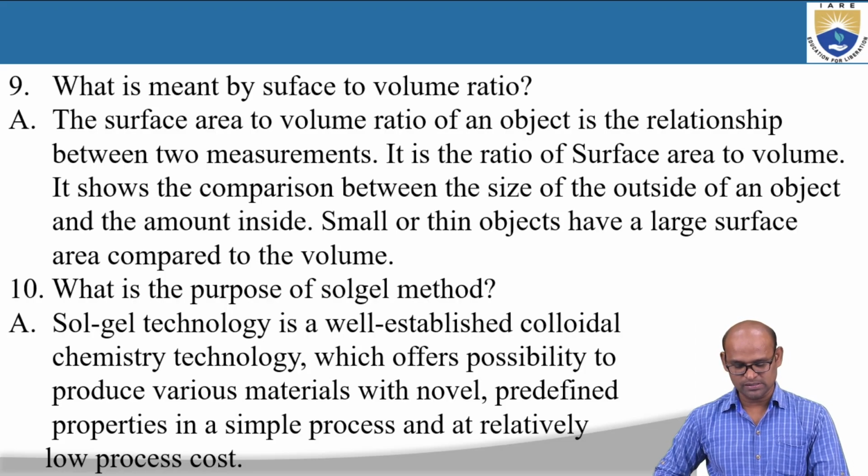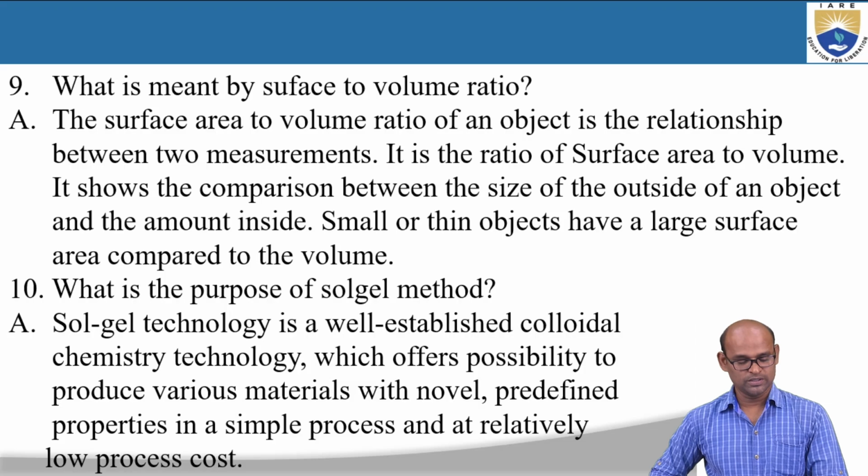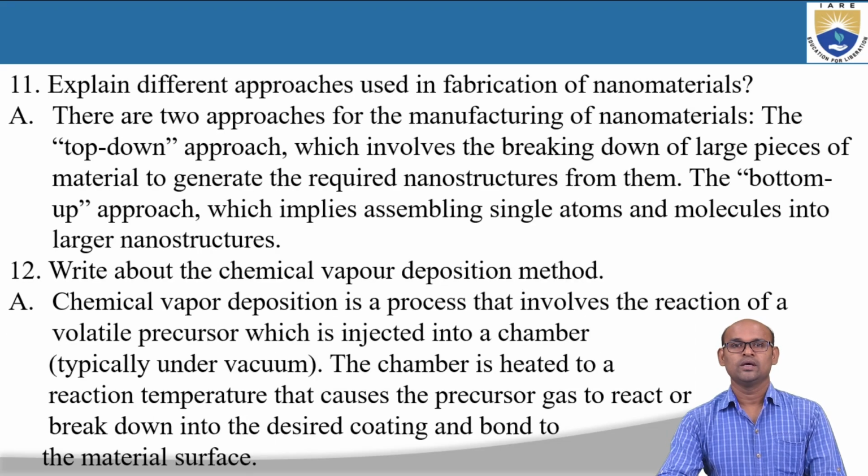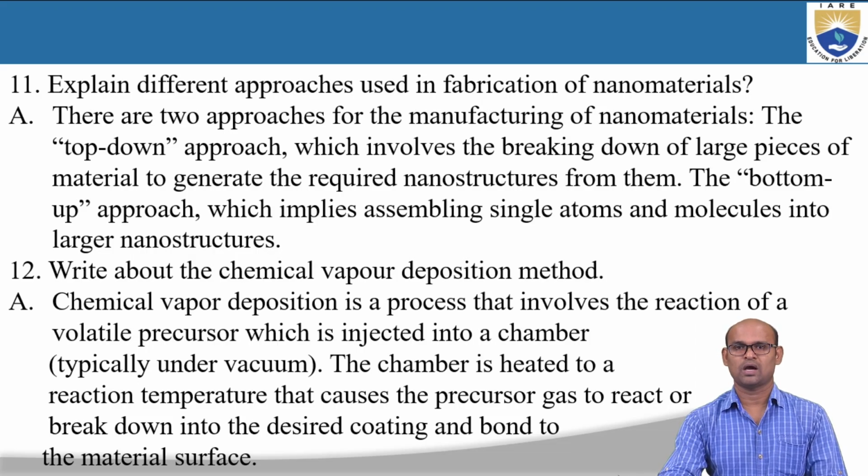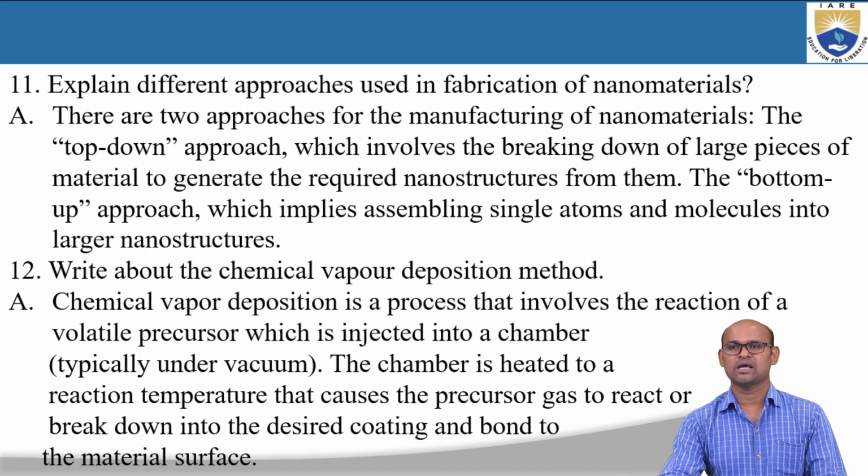So using the sol-gel method, we can prepare various materials with predefined properties. Explain different approaches used in fabrication of nanomaterials. There are two approaches for the manufacturing of nanomaterials. The top-down approach involves the breaking down of large pieces of material to generate the required nanostructures from them, and the bottom-up approach employs assembling single atoms and molecules into larger nanostructures.